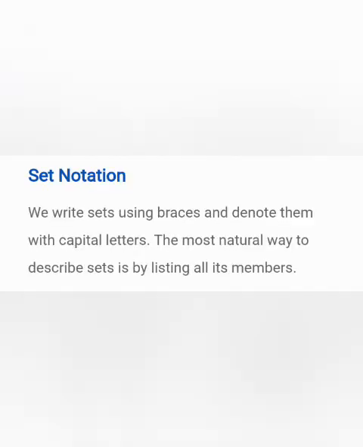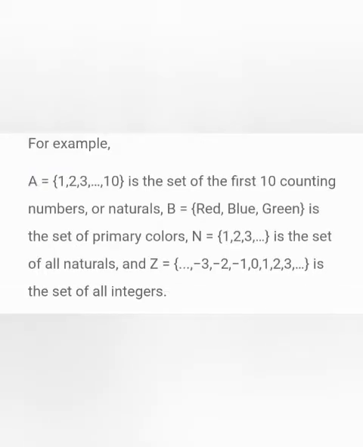Now, how to notate a set? How to give notation to a set? We write sets using braces and denote them with a capital letter. The most natural way to describe sets is by listing all its members. You can have a look at the example.